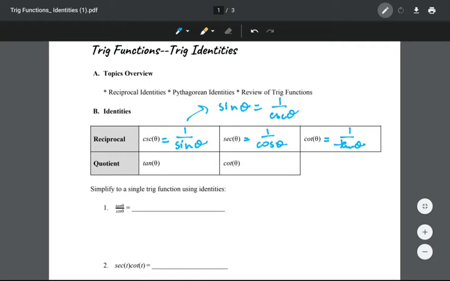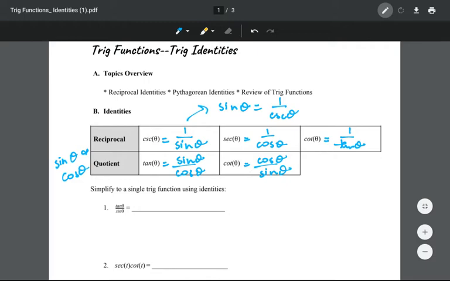For the quotient identities, I'm going to write these as a quotient of sine and cosine. Starting with tangent. Tangent is sine theta over cosine theta. And cotangent is the reciprocal, so cosine theta over sine theta. Next, we want to simplify these expressions into a single trig function.